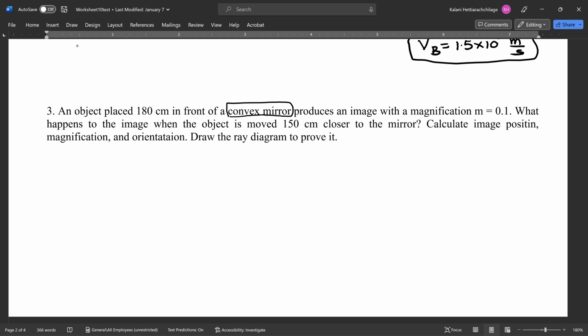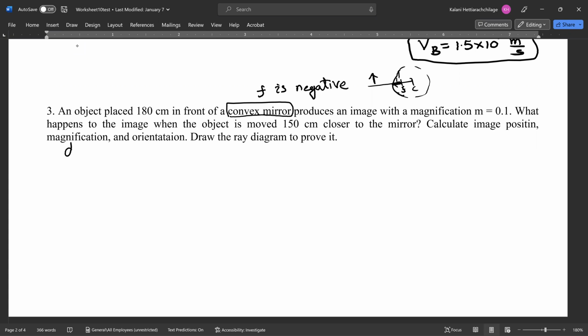Okay, so now, with a convex mirror, you know that F is negative. Why is F negative? Because if you have a mirror like this, and you keep the object here, the center or the focal point is going to stay at these places. That is inside the mirror, that is virtual. That is why it is negative. Okay, so now let's do the calculation first.